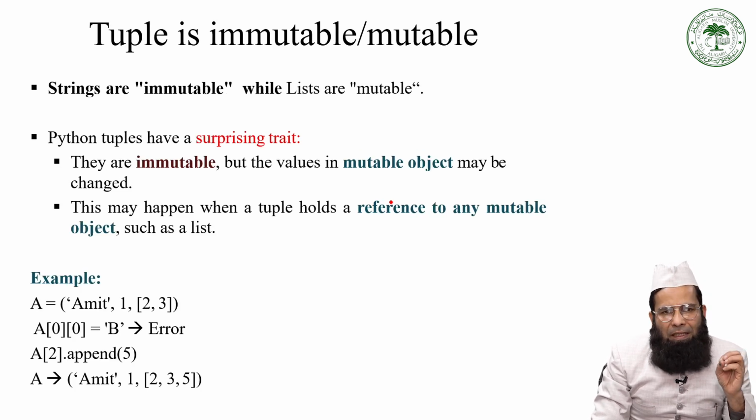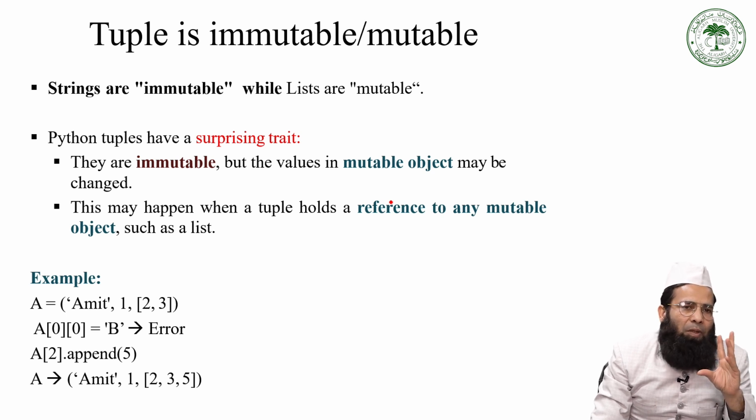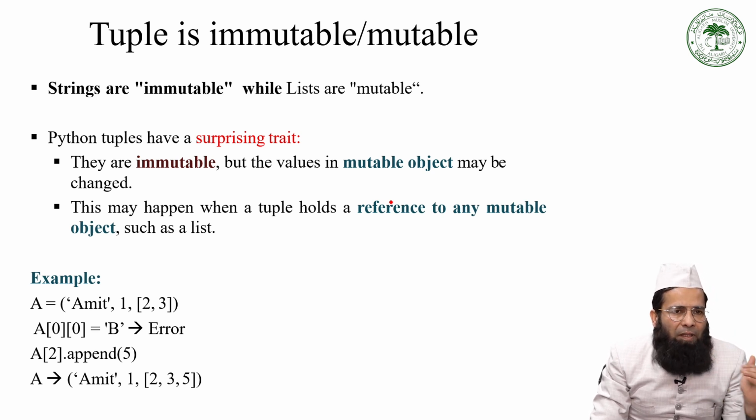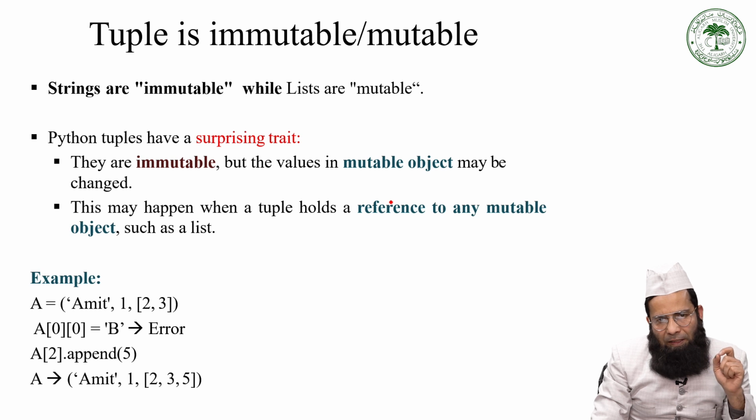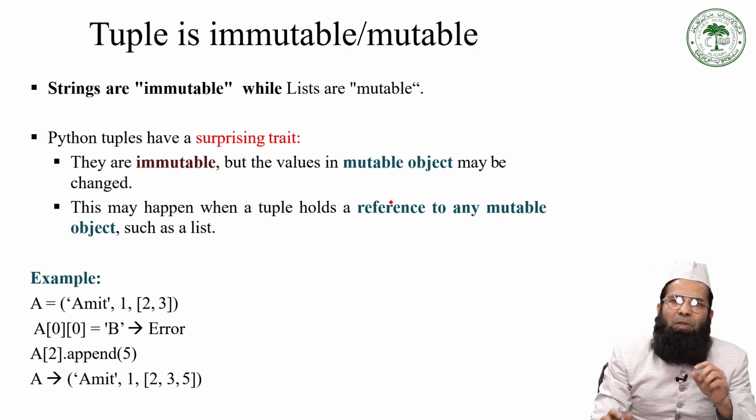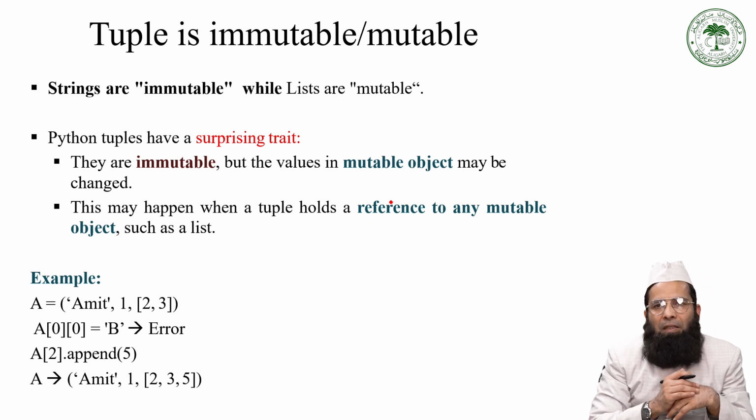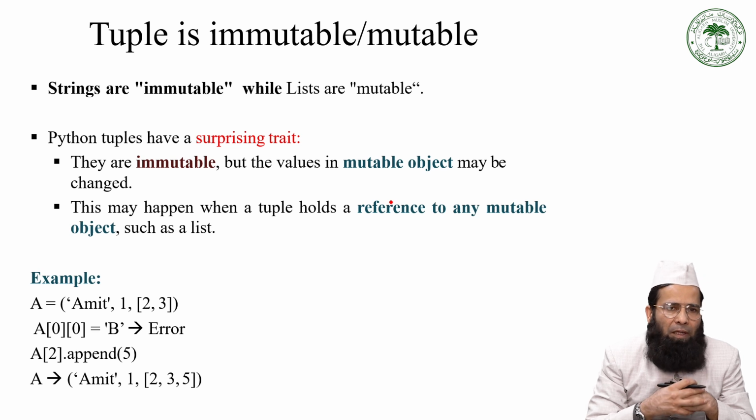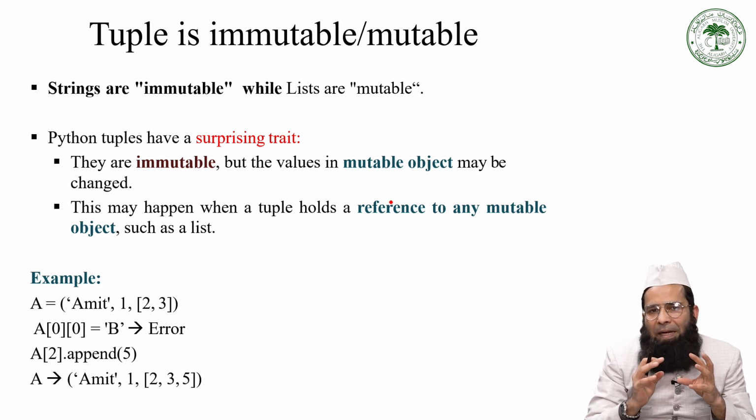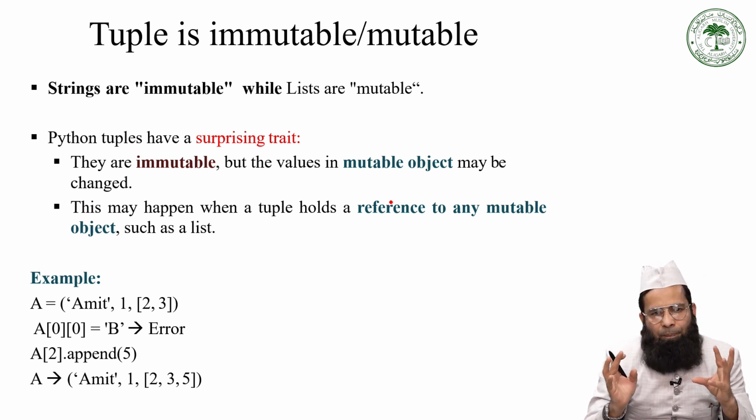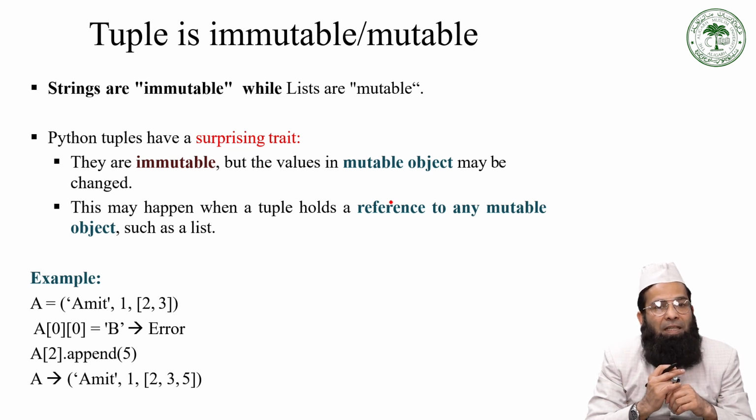Tuples, as we know, are immutable, just like strings. What does it mean? You cannot modify the individual characters of a string. That is immutable, while a list is mutable, which means you can modify the individual elements of the list. But Python tuples have a surprising trait: they are immutable, but the values in a mutable object may be changed.